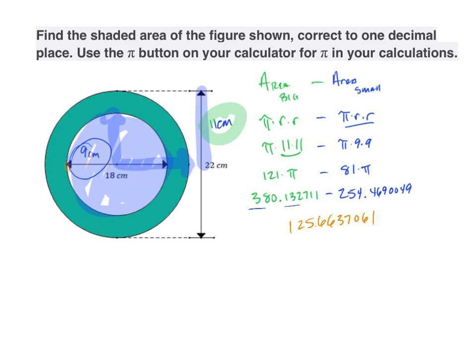125.663761. They want us to calculate to the nearest one decimal place, so that's to the nearest tenth, so that's going to be here, and that's going to round to 125.7 centimeters squared.